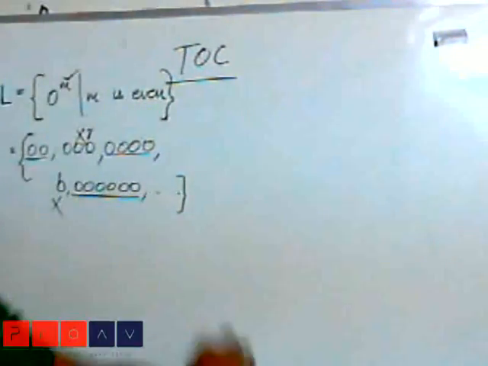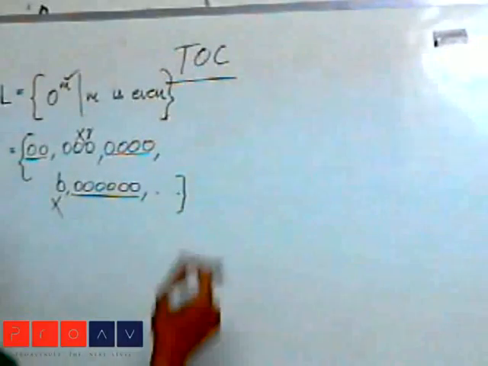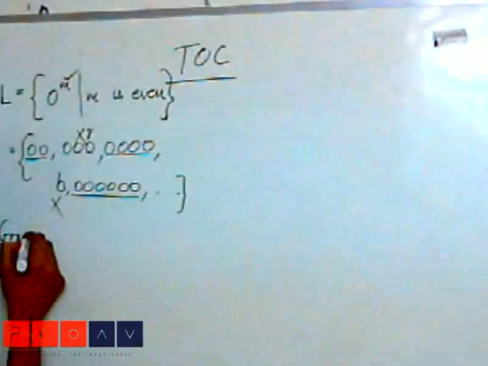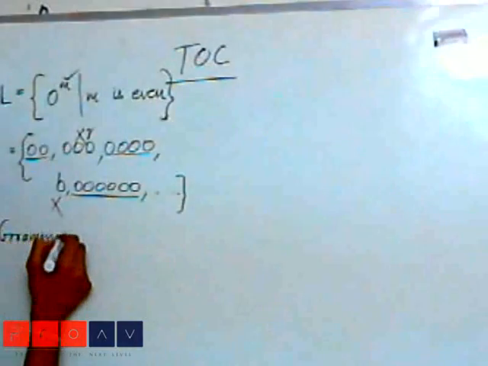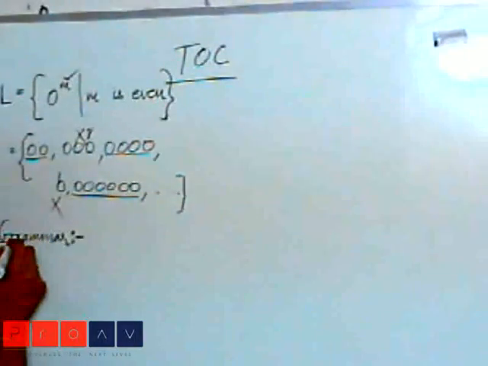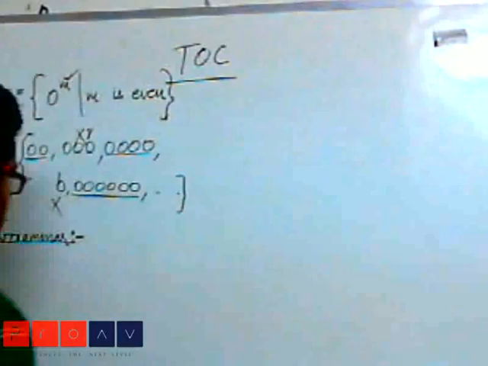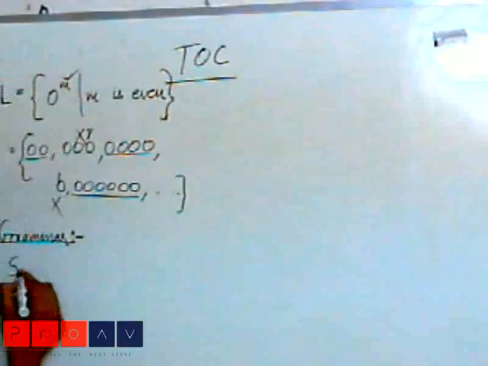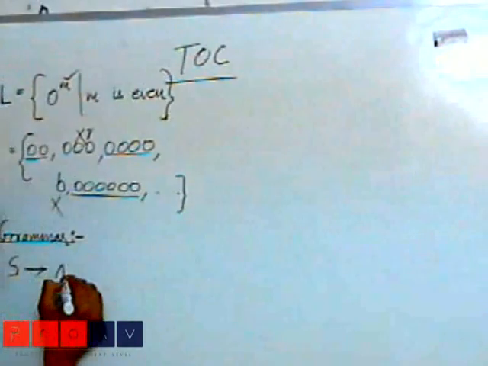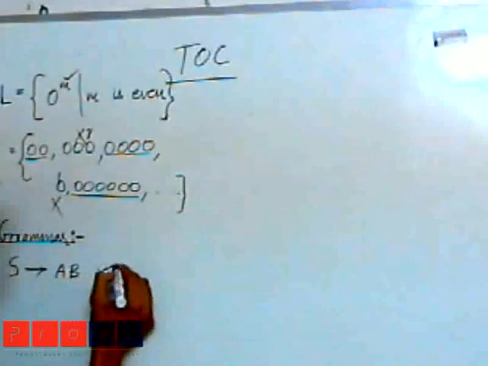Now the third point comes as grammar. I will write it down here. First of all, be clear: grammar is not a generating device, but grammar is a set of production rules which are going to define some languages. Now suppose such rules are called production rules.